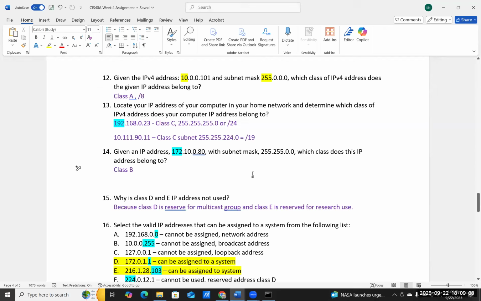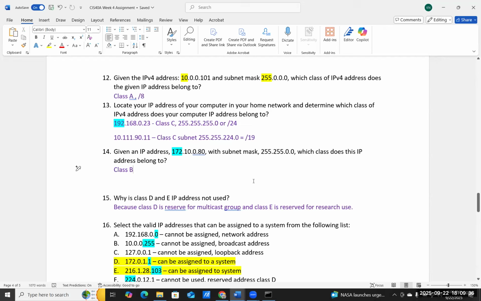Okay. For 14, given the IP address 172.10.0.80 with the subnet mask 255.255.0.0, which class does the IP address belong to? That's the default class B. You look at the first octet, you look at the subnet mask, right? Verify that it is a class B.